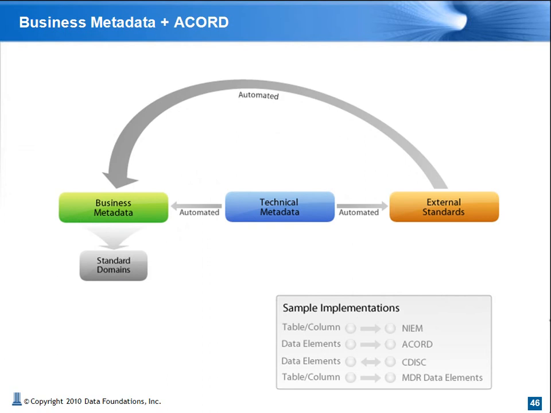OneData provides a powerful solution called MetaMap, which I mentioned earlier, which facilitates the discovery, analysis, and standardization of both business and technical metadata. So it helps create the standard, ultimately allowing you to map metadata back to the business standard. And by the way, in addition to the ACORD insurance standard, this solution supports mapping to NIEM, which is a big federal government standard, and CDISC for pharma.